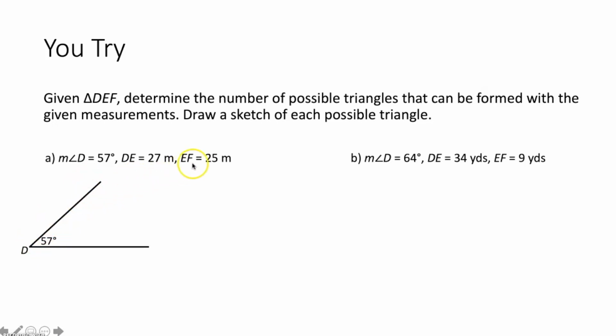Now, which of these segments is going to be my adjacent side? Well, it must include D as one of the endpoints. So which of these segments includes D as one of the endpoints? That would be this segment right here, segment DE. So I'm going to label segment DE right here as 27 meters.